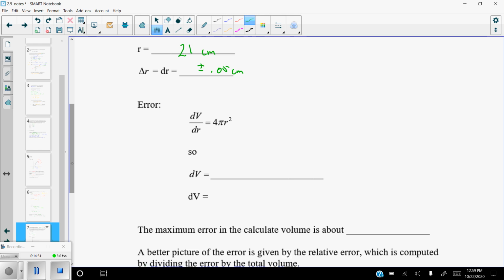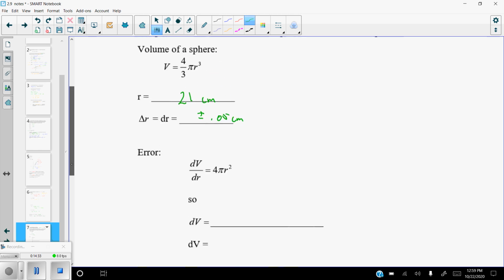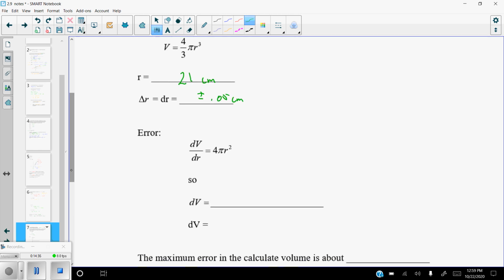If we were to take the derivative of the volume, that's going to be dV over dr, because it's the derivative of volume with respect to the radius, since that's what we actually took the measurement of. This is not dV over dt. It's not something changing over time. It's how the volume is changing with respect to how the radius is changing. So it's dV over dr.